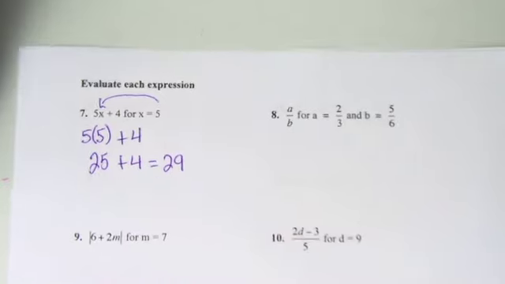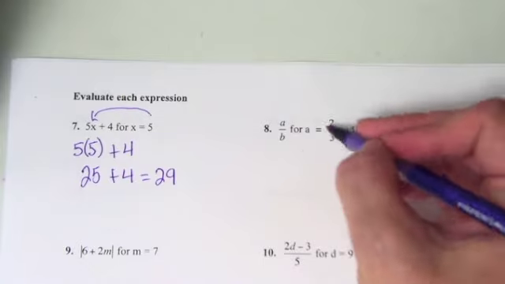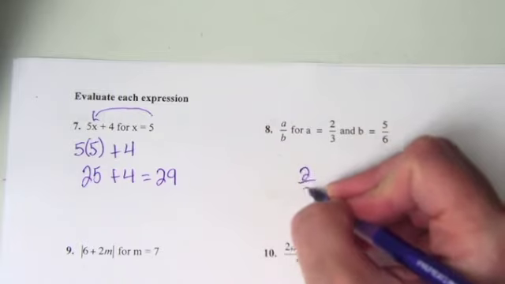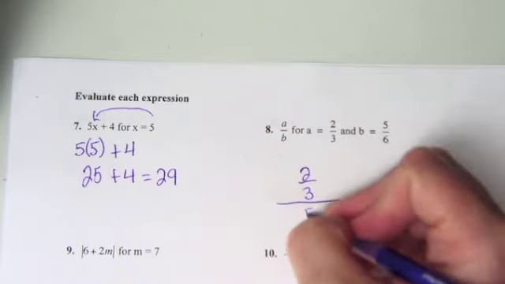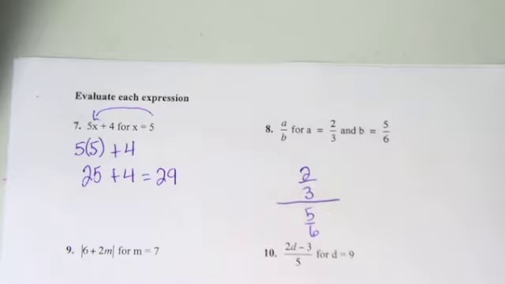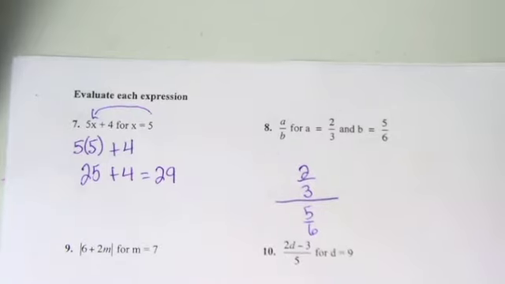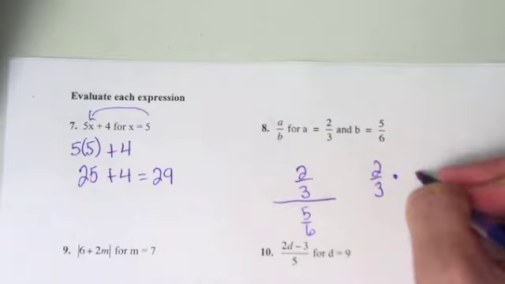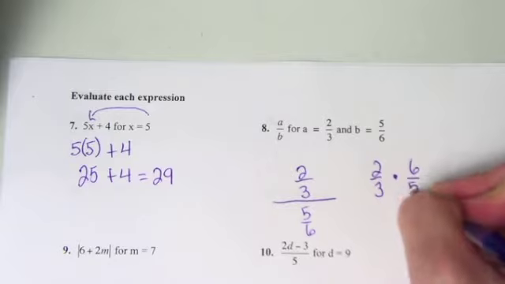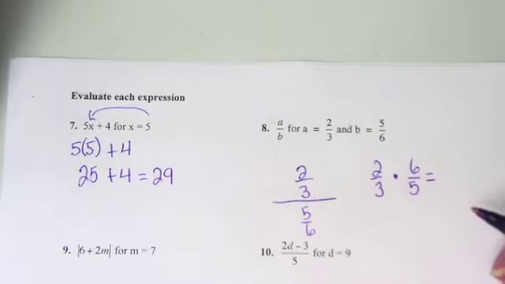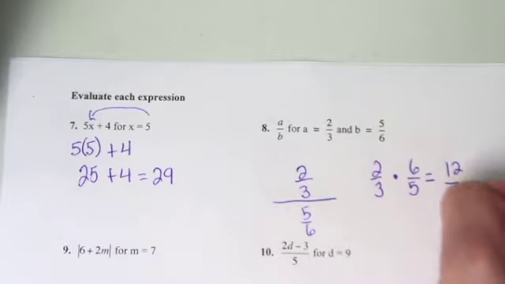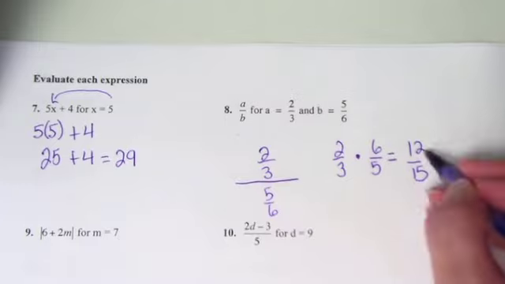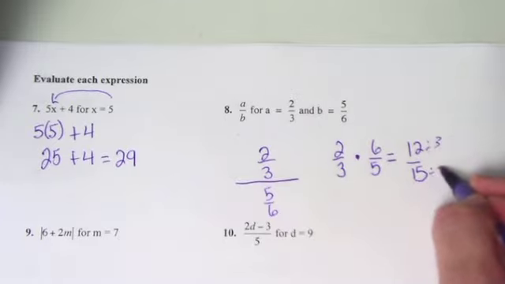All right, on number 8, we're going to put 2/3 in for A, 5/6 in for B. So it's A over B. So we're going to take 2/3 divided by 5/6. Now when we divide fractions, if you remember, we take the second fraction and we flip it. So we're going to get 2/3. We've got to change it to multiplication. Flip the second fraction, so we get 6 over 5. Okay, so we get 12 over 15. But then that reduces. Each top and bottom will divide by 3. So if we divide top and bottom by 3, you get 4/5.